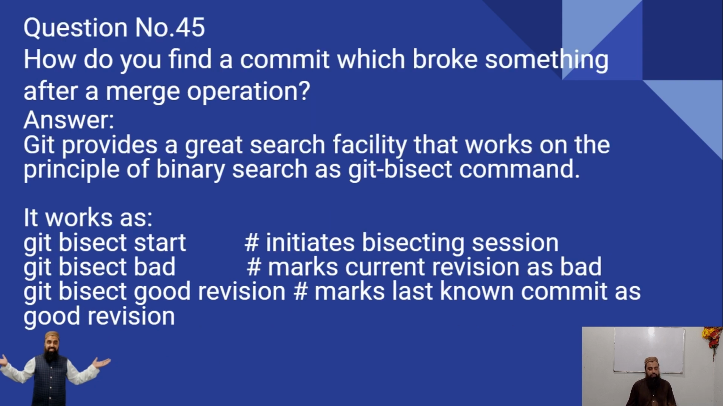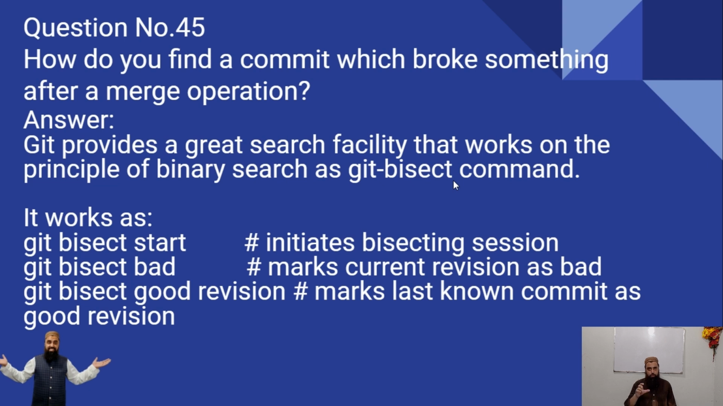Question number 45. How do you find a commit which broke something after a merge operation? And then we can ask the developer, what happened, man? So Git provides a great search facility. That is actually related with Git searching. How we can search a bad commit, how we can search a commit that caused a bug. So it is actually the binary search using Git bisect command.